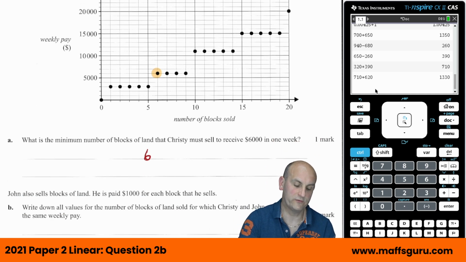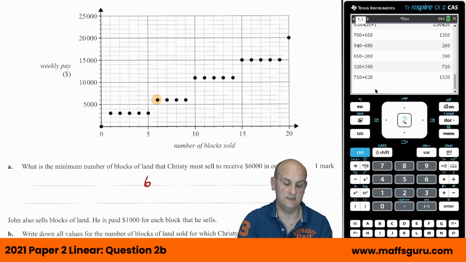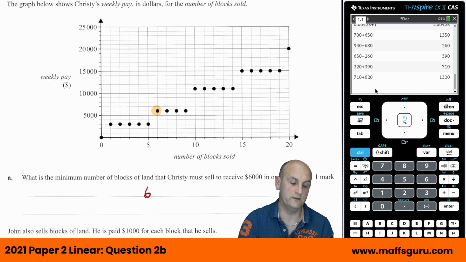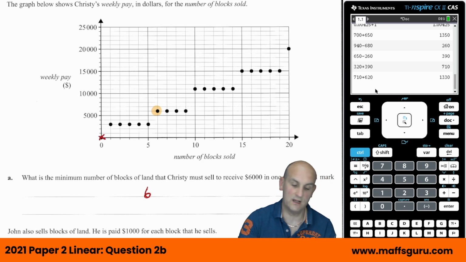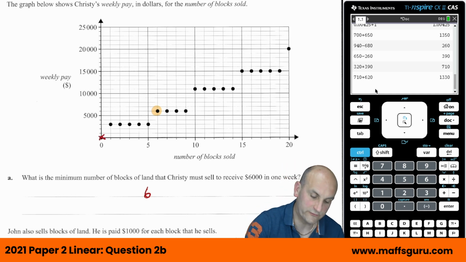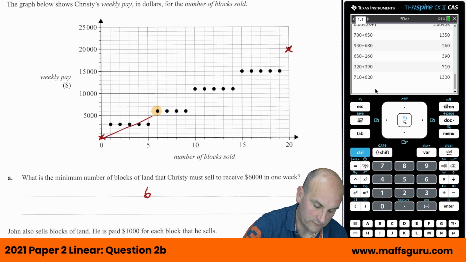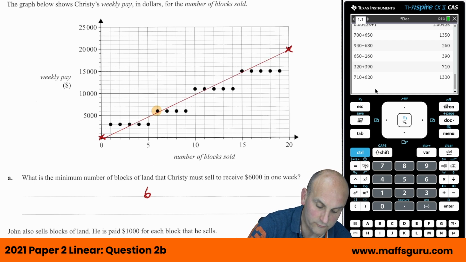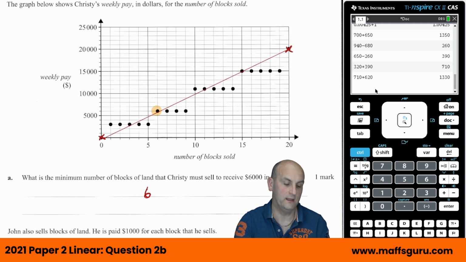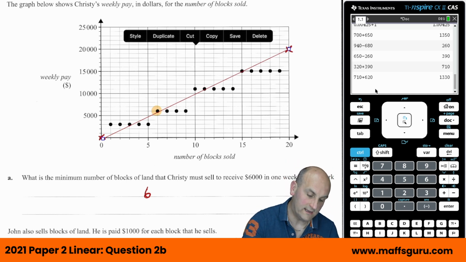John also sells blocks of land. He's paid $1,000 for each block that he sells. Write down all the values. Well, if John's paid $1,000, if he sells no blocks, he gets nothing. If he sells 20 blocks, he gets 20,000. So ideally what we wanted to do was draw a straight line between the two of those and then see where it intersects.